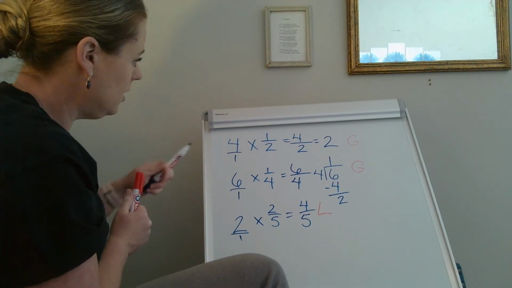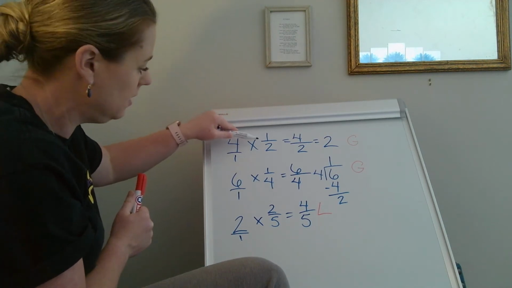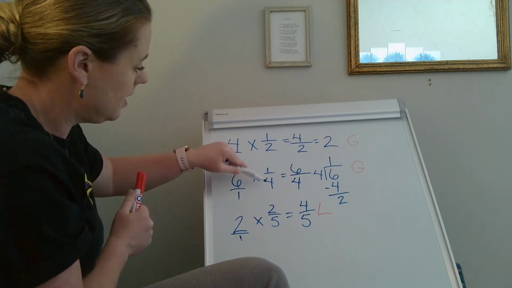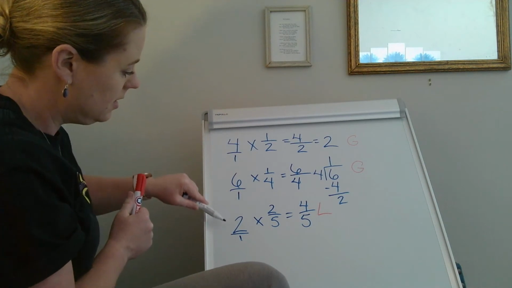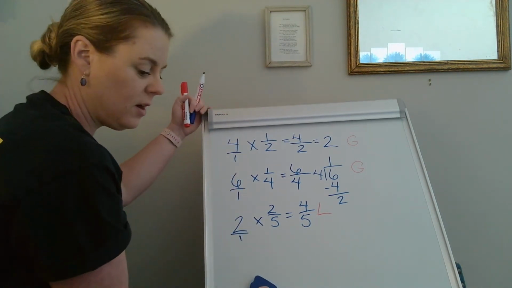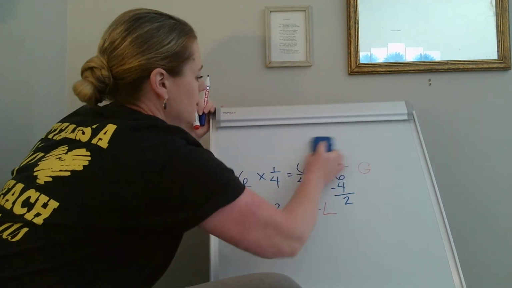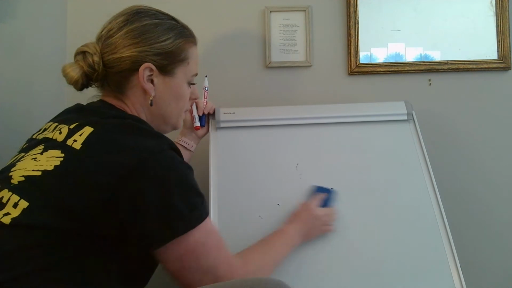So far, this one's greater than: the 4 times 1/2 is greater than. 6 times 1/4 is greater than. And 2 times 2/5 is less than. That's what we have so far. I'm going to erase this because I can't go down much further. You wouldn't be able to see very well.